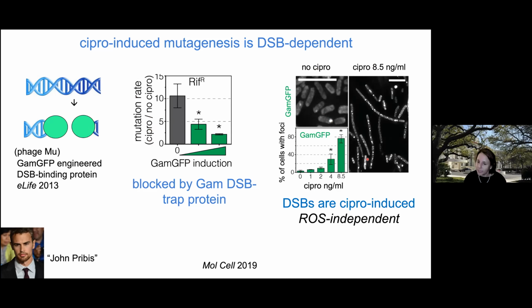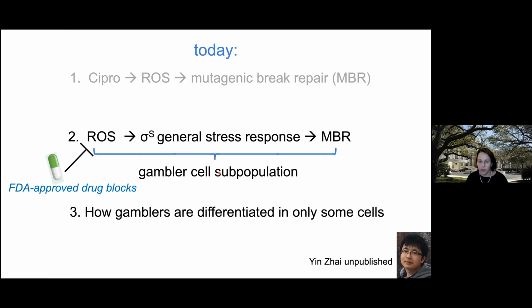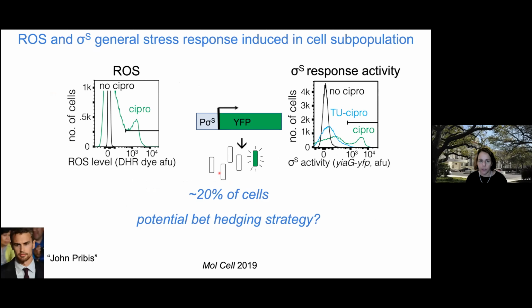And interestingly, maybe your second favorite hypothesis for the oxygen is that maybe oxygen breaks the DNA. Well, that turned out not to be true. Regardless of whether we quench the oxygen or not, it didn't change double-strand break levels. So now I want to show you the gambler subpopulation and that reactive oxygen makes it happen, and the drug that stops it.